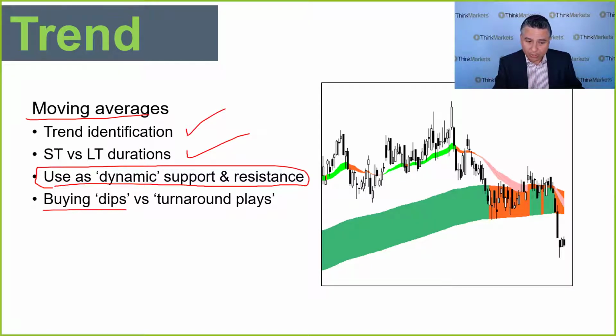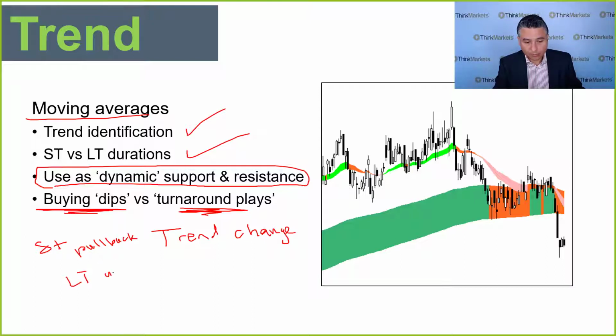But I think we also do need to understand the difference between buying the dip and a turnaround play or a trend change. I probably could have added trend change there because it's actually relevant in the example on the slide. So what we're saying here is, well, buy the dip is a short-term pullback within a long-term uptrend, okay, versus where the trend is potentially changing.